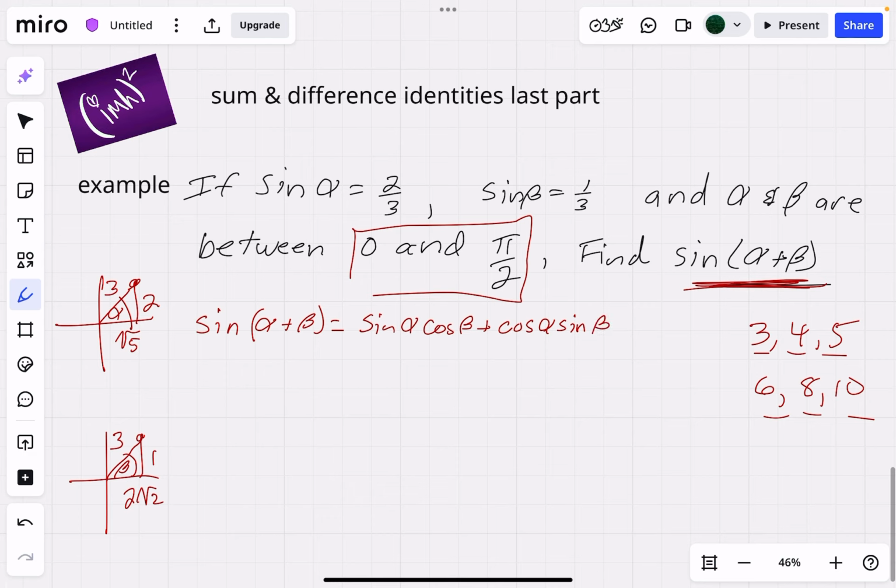Now, the sine of alpha, they already gave us, right? That's nice, 2/3. Cosine of beta we had to do. So that is 2 square root 2 over 3. And then cosine of alpha is the other one that we had to do. Radical 5 over 3. And sine of beta they gave us, which is 1/3, okay? Just multiply it out like we've been doing. So pretty straightforward.